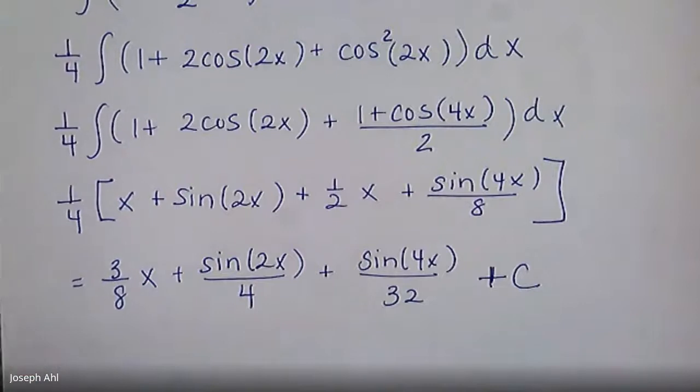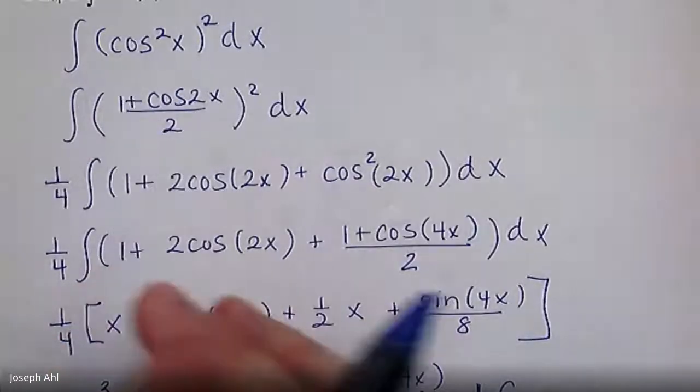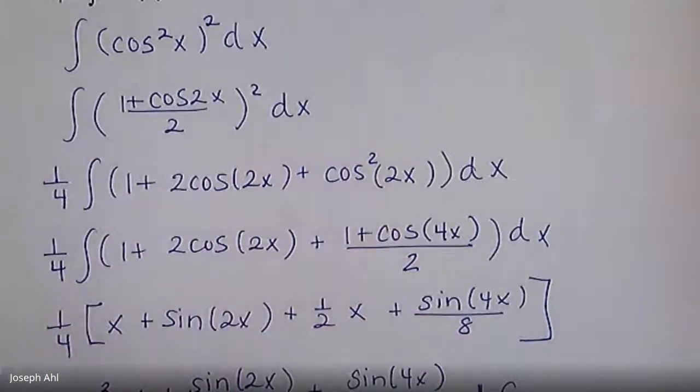So even powers, not necessarily too challenging for us as long as we're confident with our double angle substitution that we've used for cos squared. You're going to do a very similar process if it was a sine to the fourth.